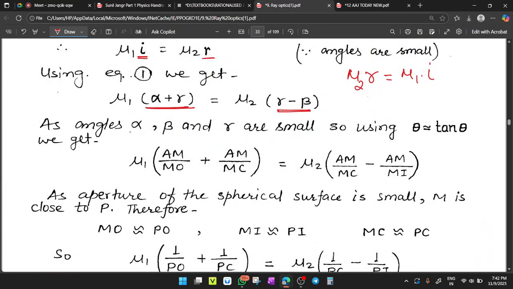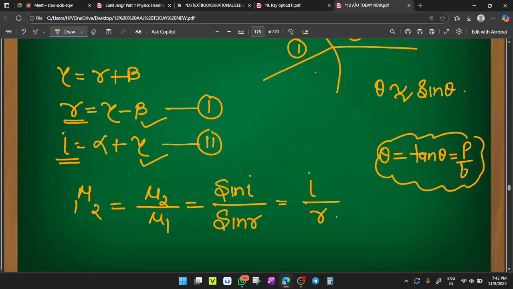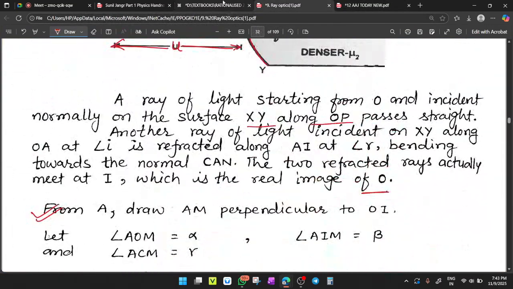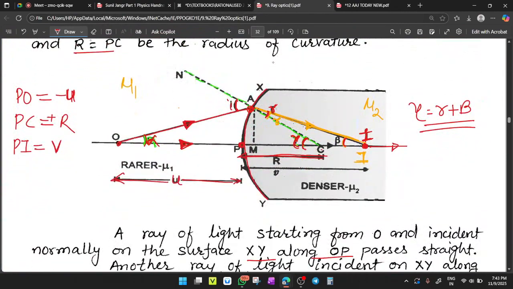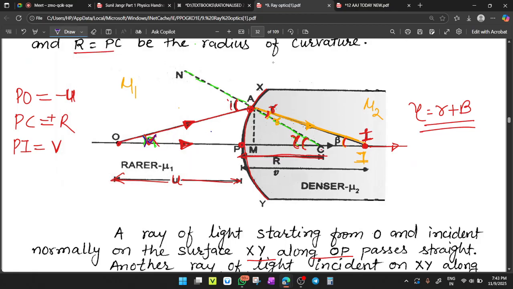Now angles alpha, beta, and gamma are so small. And we have taken a consideration that theta is nearly equal to tan theta, and that tan theta equals perpendicular upon base, right? So place these values. Now check the alpha in the diagram. Check the value of alpha. Yes. See here. I'm using a blue color pen here to make you understand. See, this angle is alpha.